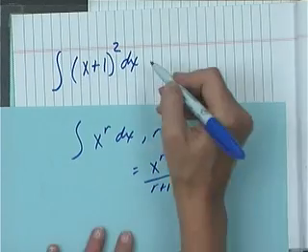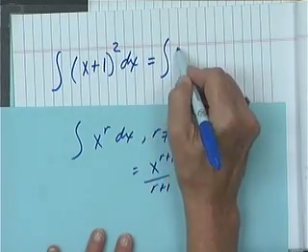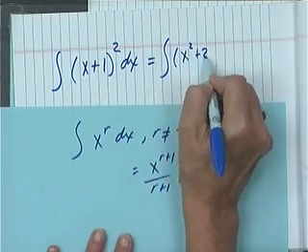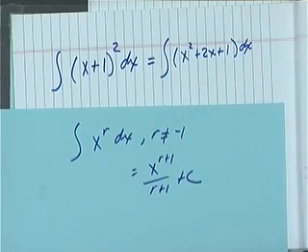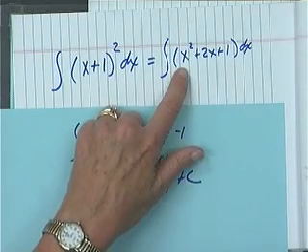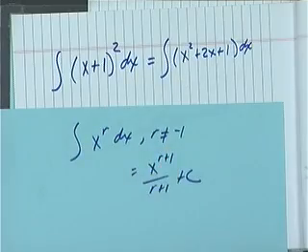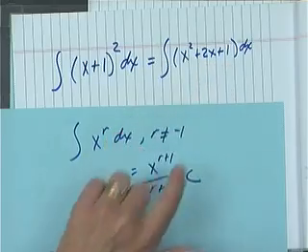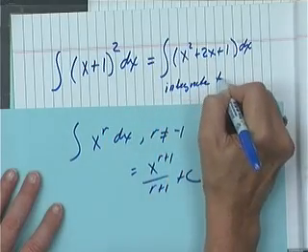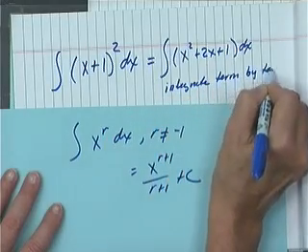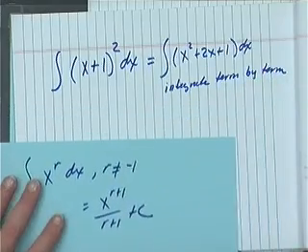Multiply it out. Okay, so we're going to expand the product, and that would be x squared plus 2x plus 1 dx. And keep remembering, this is the reverse process of derivatives. So remember when you had several terms and you were doing derivatives, didn't you take the derivative term by term? So now we're going to integrate term by term.